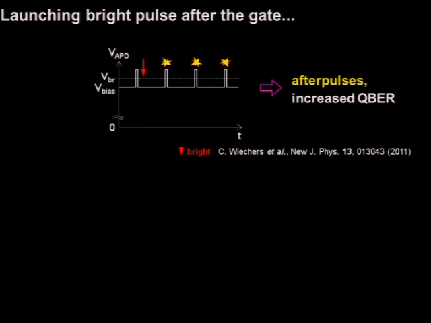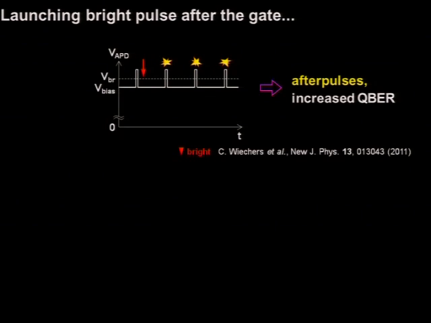During the application of this bright pulse, a large photocurrent flows through the APD, and some of the carriers get trapped on impurity levels. Then, during the subsequent gates, the carriers are slowly released from those impurity levels, and that can cause a random click without a photon. This is called an afterpulse. So we got afterpulses in the following gates. The afterpulses increased the quantum bit error rate observed by Alice and Bob. So the attack had a side effect.